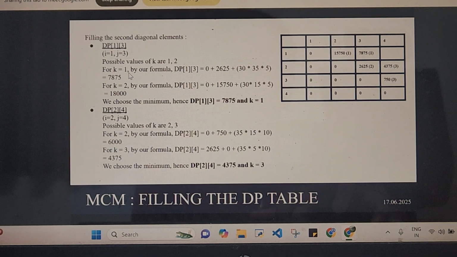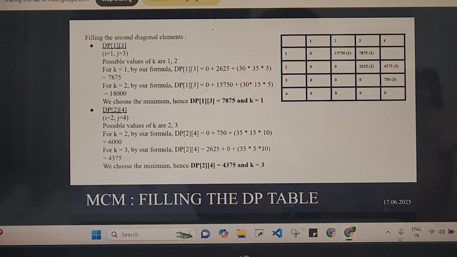So when your k equals 1, when you do A times BC, you will need 7875 multiplications. If you do AB times C, you need 18,000 multiplications. That is what this formula has told us. So obviously we are looking for the minimum, so we will choose k equals 1 and 7875. So you put in the value, and you put the number 1, which is the k value, within the braces. So what this means is, if you want to do a1 times a2 times a3, it is better to have a1 as one separate subset, and a2 into a3 as one subset.